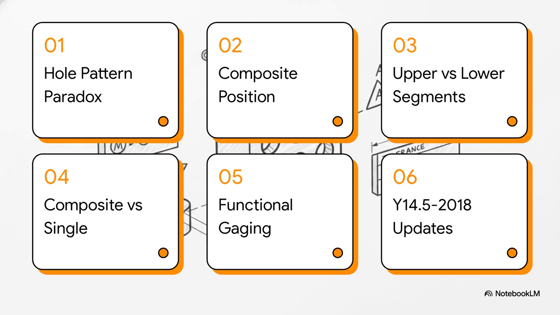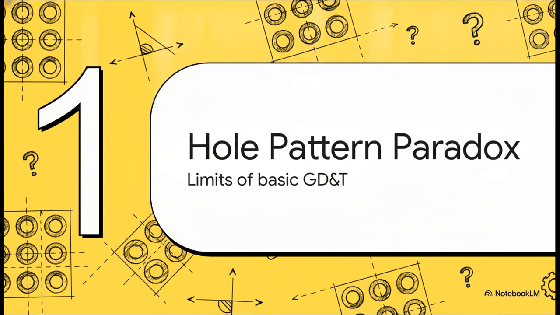Okay, let's dive into this and solve this engineering mystery step by step. We'll start with the whole pattern paradox, introduce composite position, break down the upper and lower segments, compare composite to single segments, look at functional gauging realities, and wrap up with the latest Y14.5 2018 standard updates. Starting off with Section 1, the whole pattern paradox.